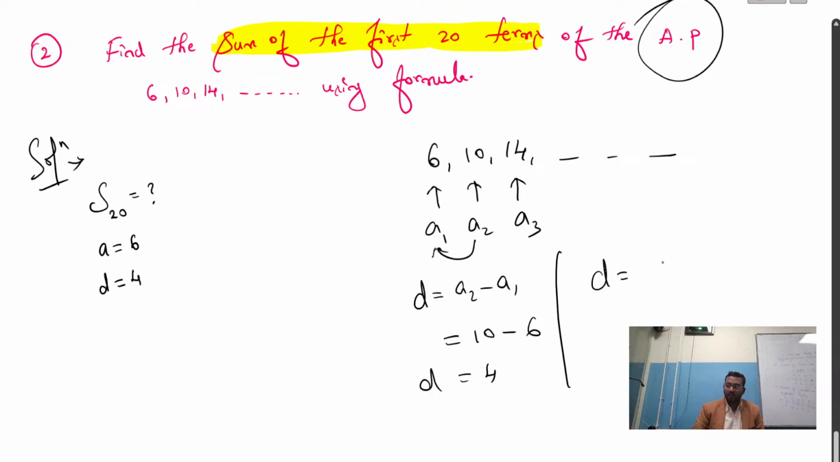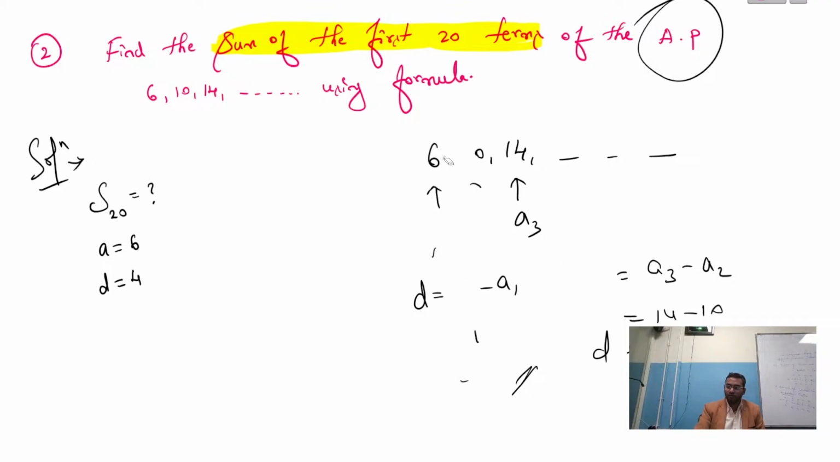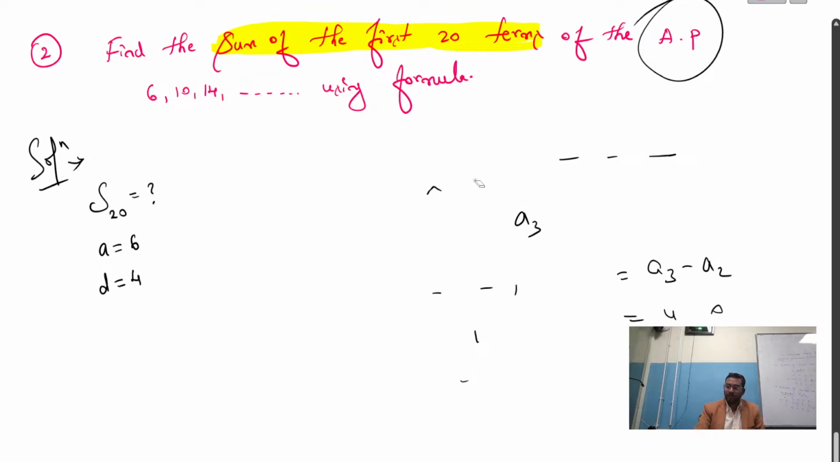If you want, you can find the common difference another way, that is A3 minus A2. A3 value 14 minus A2 is 10, 14 minus 10 is also 4. As you can see, you can take any succeeding term and subtract the preceding term, and the common difference remains the same. Now you have understood how to find the D value. Am I right? Good. Now let me continue solving this problem.